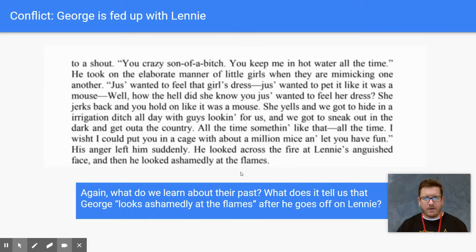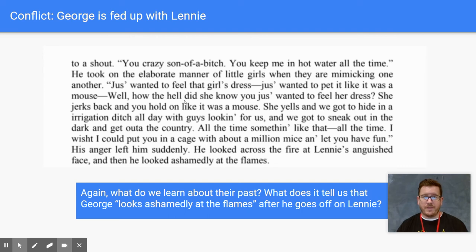All right. Now, at one point in the story, we see that George is very fed up with Lenny and he goes off on him. Now, it's not really about something major. In fact, I think Lenny is just talking about ketchup. But as you read this passage where George goes off on Lenny, what do we learn about the past? And what does it tell you that at the end of this passage, George looks ashamedly at the flames? Now, this passage is key. This tells us why Lenny and George were on the run.